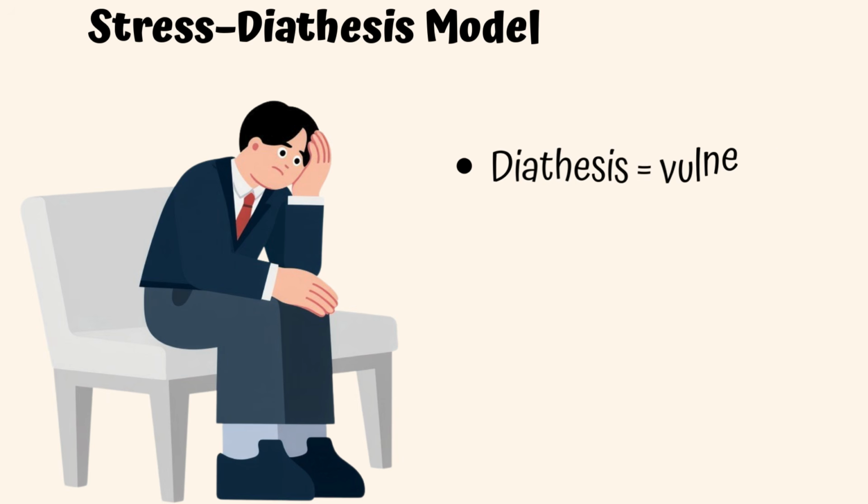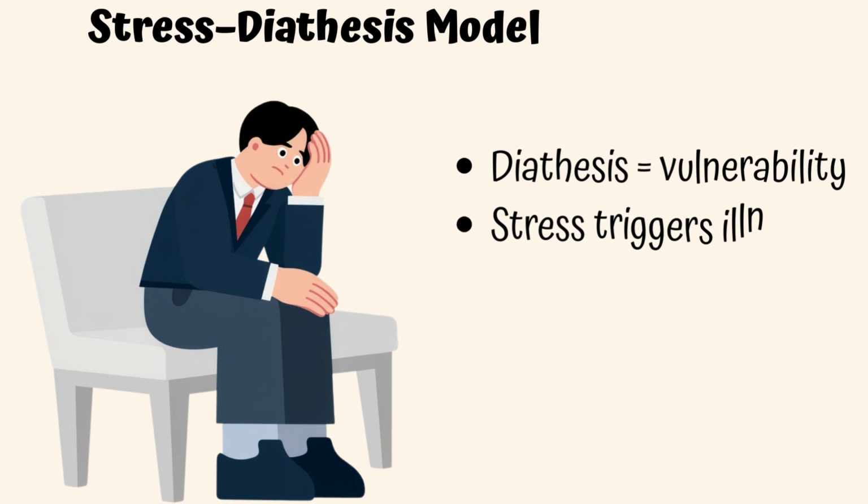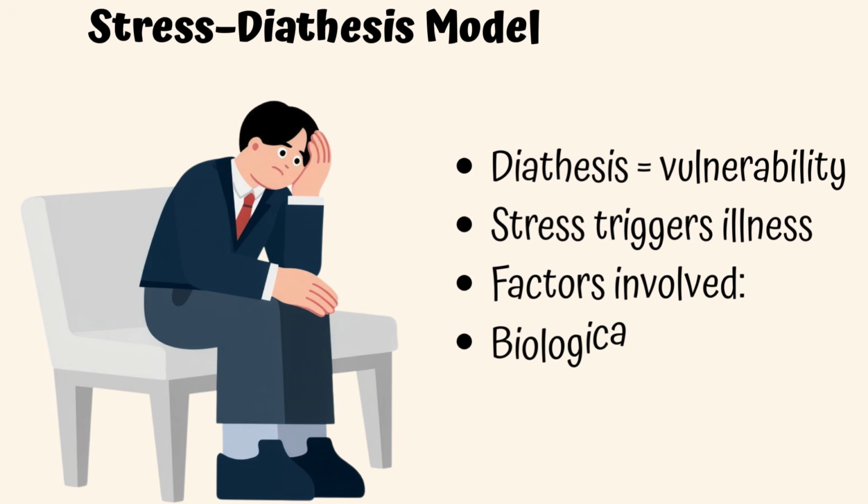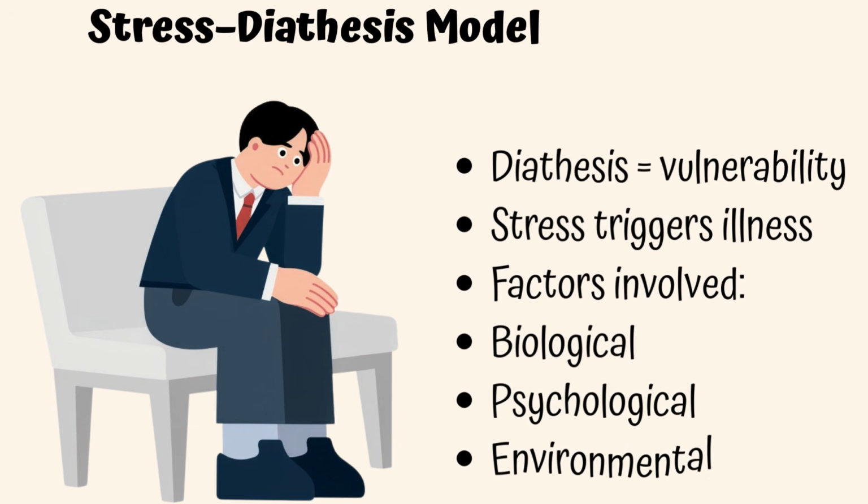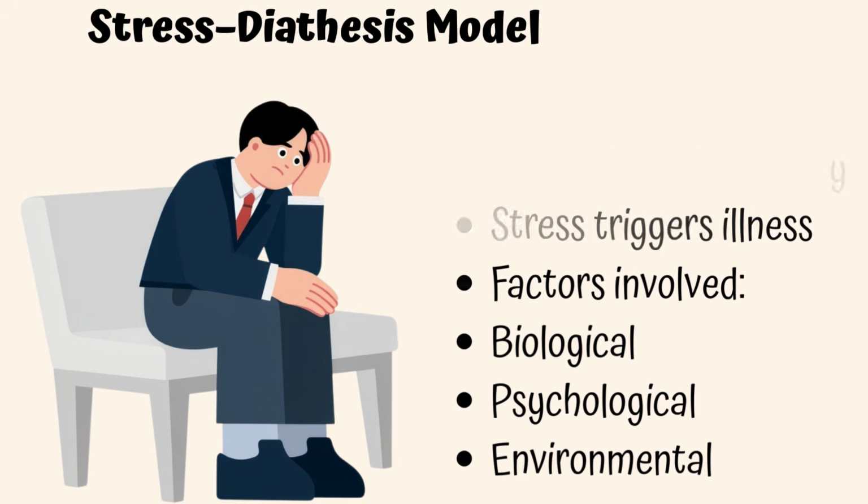And genetics alone is not sufficient, so we can even move on to the stress diathesis model, which is very important in case of schizophrenia. Diathesis means vulnerability that can be genetic or biological, and the stress is an environmental or psychological trigger. Symptoms usually appear when stress interacts with vulnerability. Examples of stress are trauma, substance abuse, and severe life events.